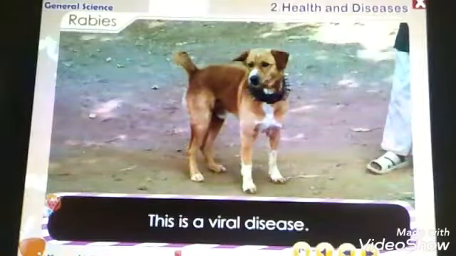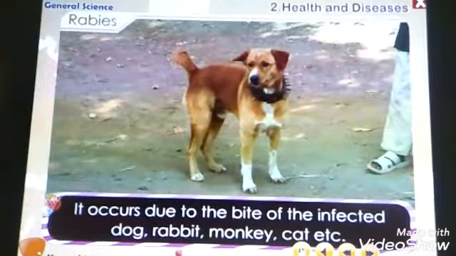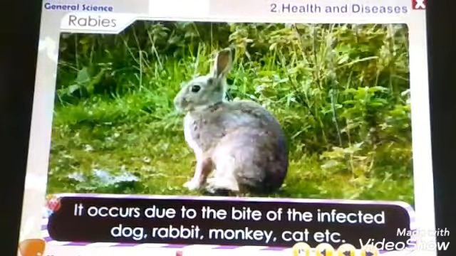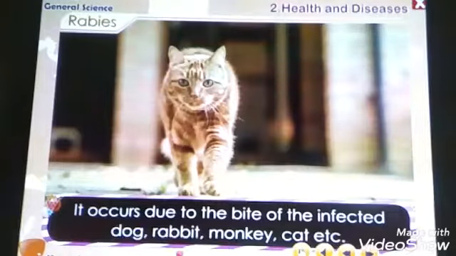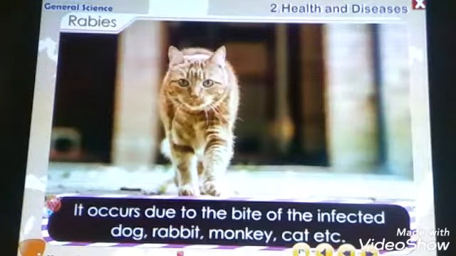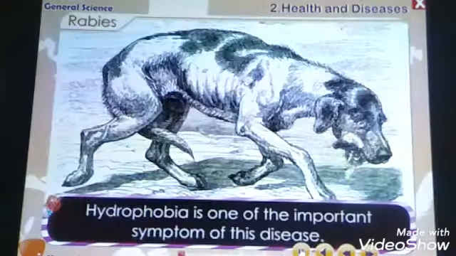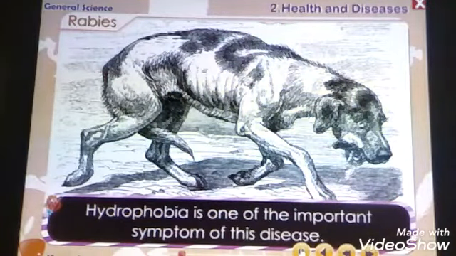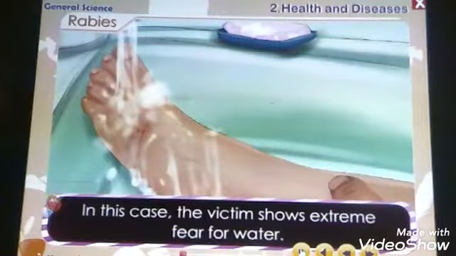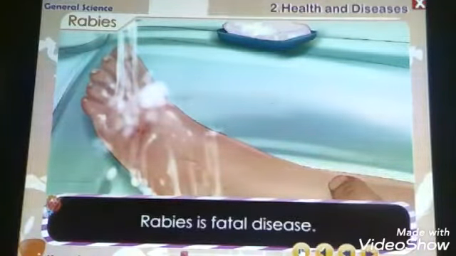Rabies. This is a viral disease. It occurs due to the bite of an infected dog, rabbit, monkey, cat, etc. The virus enters the brain via the nerves. Hydrophobia is one of the important symptoms of rabies. In this case, the victim shows extreme fear of water.